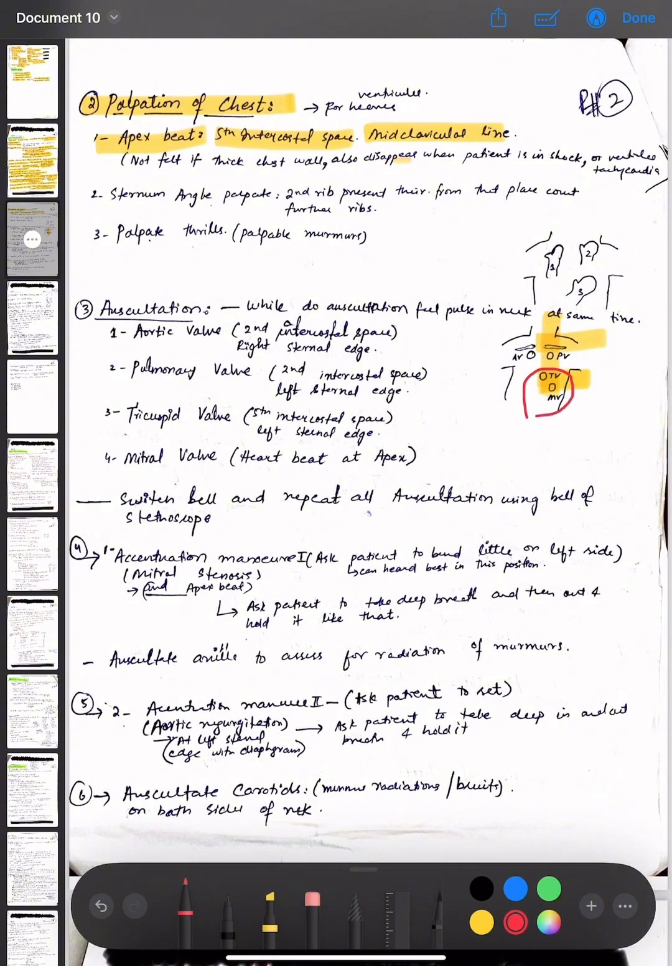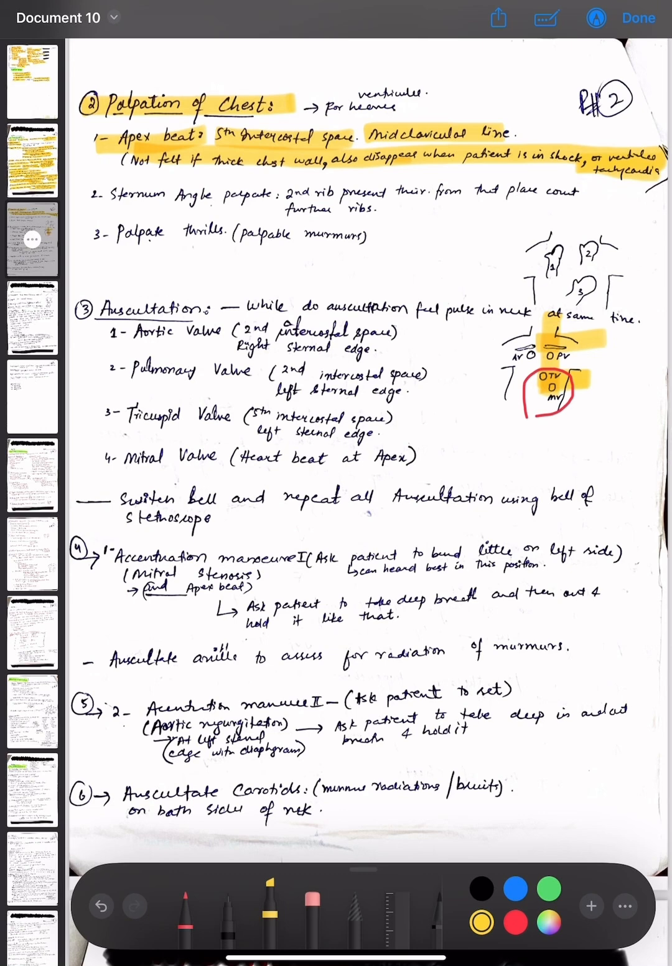apex beat is felt. It is not felt if there is a thick chest wall, and it also disappears when the patient is in shock or ventricular tachycardia. So the apex beat is usually not palpable in thick patients, but if it disappears in a thin patient, then it shows us that the patient is in shock or in ventricular tachycardia.